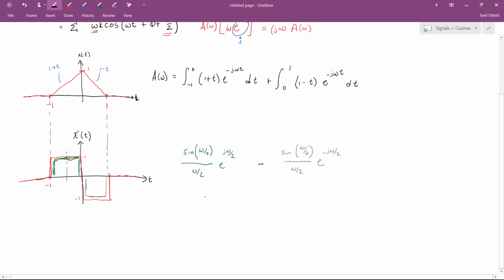I'm going to just try to tidy this up a little bit, and the first thing I'm going to notice is that I can factor out a sine of omega over 2 over omega over 2 out of both terms, and that leaves me with e to the j omega over 2 minus e to the minus j omega over 2, and lo and behold, this term here is really 2j sine of omega over 2. So putting it all together, it looks like what I've got is 4j sine squared of omega over 2 divided by omega.